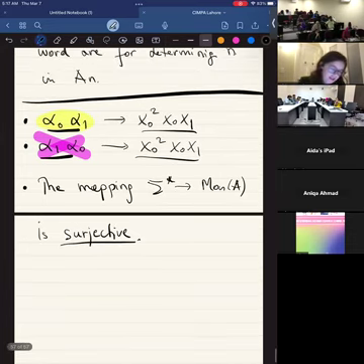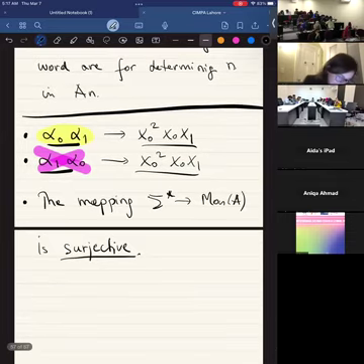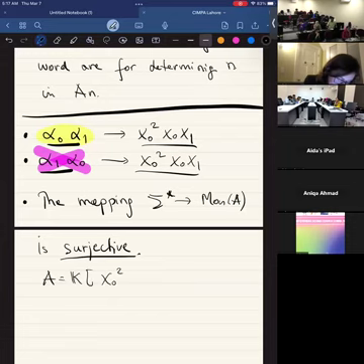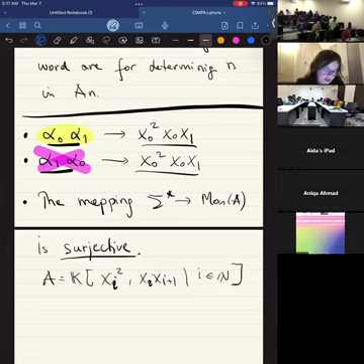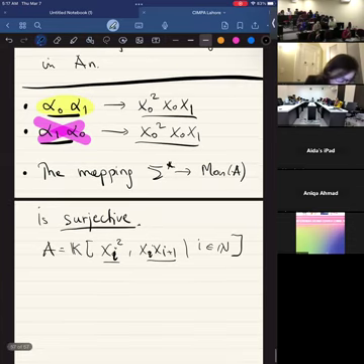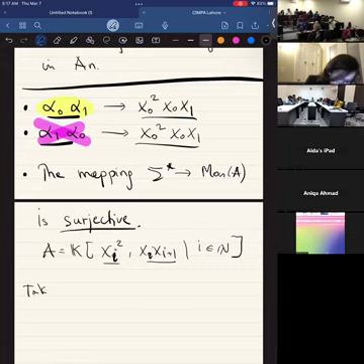So how do we do it? Remember now, what was A? A was generated by all these x0 square, x0, x1, or xi square, xi, xi plus 1, for i in N. This is what A is. All of them are degree 2. Every monomial in A is a product of these generators. Now let's take a monomial in A. I'm going to take an explicit one, but I think it's going to give the idea.